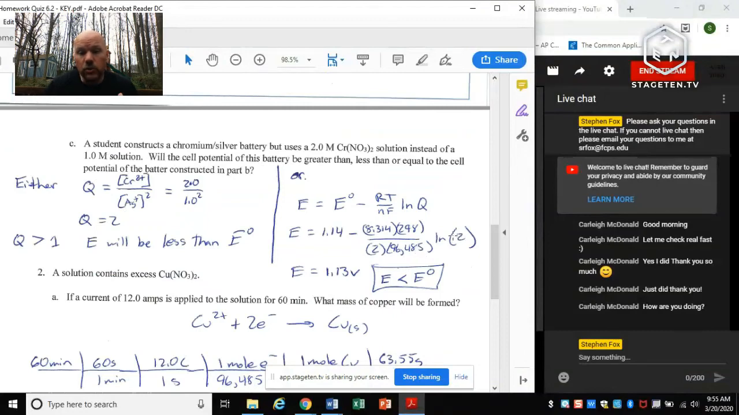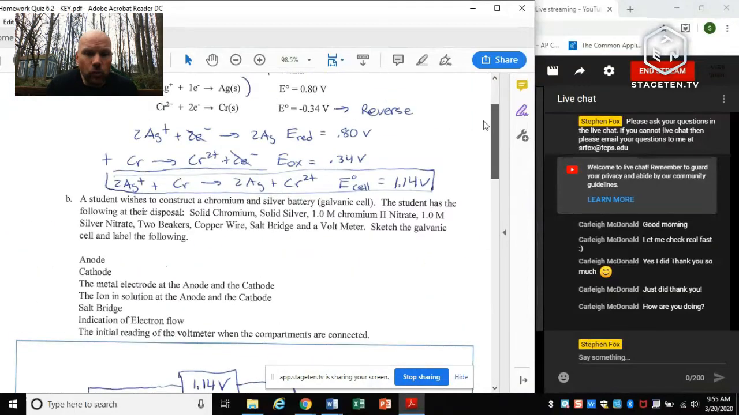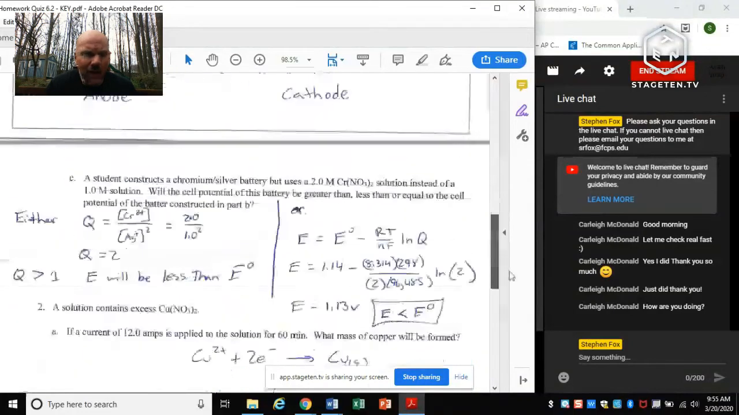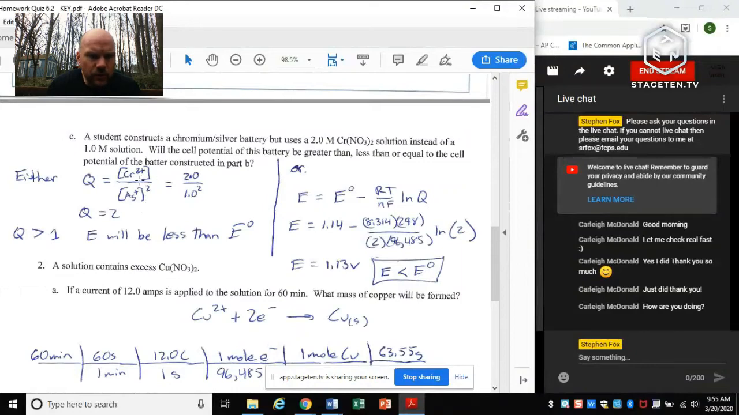Now, what is Q? Q is equal to the equilibrium expression. For this overall reaction, we would not include the solid silver on this side, and we would not include the solid chromium on this side because we don't include solids in the expression. So the expression is the concentration of chromium divided by the concentration of silver squared. I have that on the key here. If you plug in 2 for the concentration of chromium, and 1 squared for silver, you get Q is equal to 2.